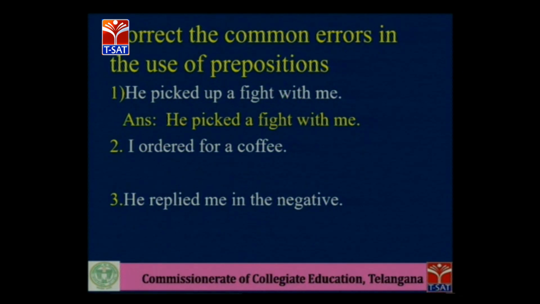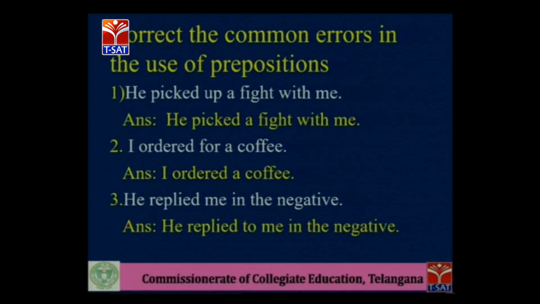And in the next one, I ordered for a coffee. Can you guess the answer? I ordered for a coffee. Here the correct answer is, I ordered a coffee, and for is not necessary. And in the next one, he replied me in the negative. So how did he reply? He replied to me in the negative, and to is a preposition of movement, and yes, this is the correct answer. He replied to me in the negative.